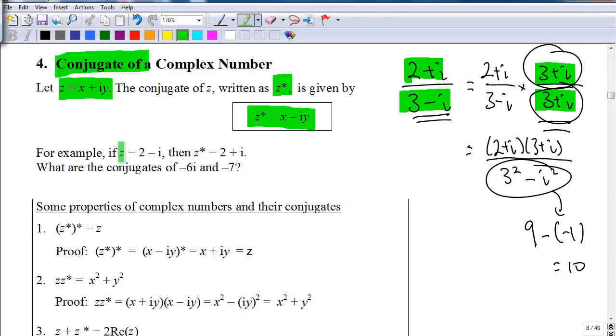So if we see that z is 2 - i, then the conjugate of z is written like this, z* = 2 + i.